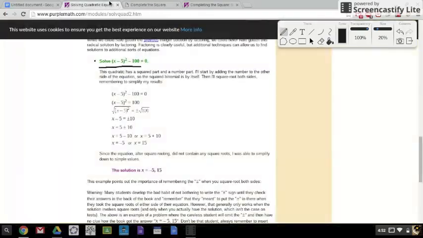Now, in this example right here, you have x minus 5 squared minus 100 is equal to 0. The main goal in these type of problems is to isolate the x to itself. So what you would do here is add 100 on both sides. Then to get rid of the square, you would square root the whole problem, and you would get x minus 5 is equal to positive or negative 10. From there, you would just add the 5 on both sides, and your answer would be x is equal to 5 plus or minus 10.